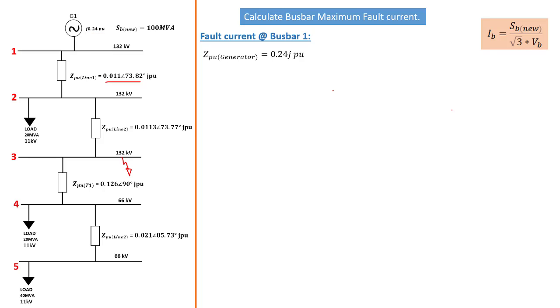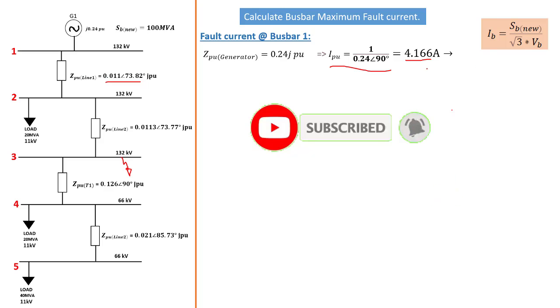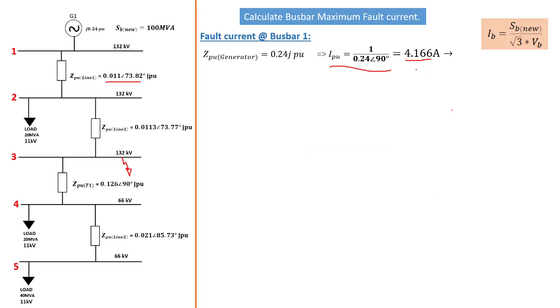So moving on, as we already said, 0.24j is the internal per unit impedance of the generator, and using the per unit formula for the current, I per unit is equal to 1 over 0.24 with an angle of 90 degrees. Now this is the formula to calculate the per unit current. The 1 here represents the 1 volt per unit. Please look at the previous tutorial where we introduced that formula. This gives us a current of 4.166 amps. Now that is the per unit current. This is not the short circuit current. This is the per unit current in terms of a 1 volt per unit perspective.